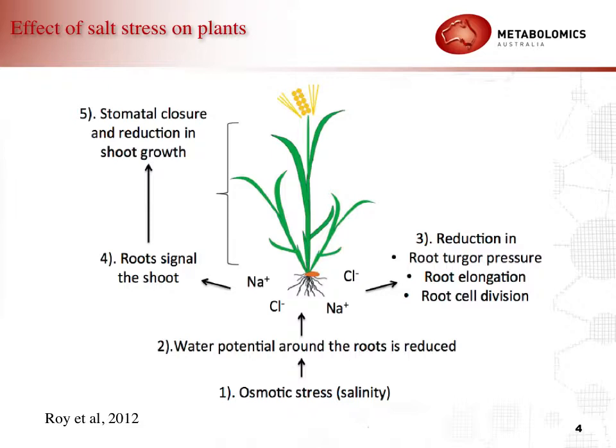How does salinity affect plants? Osmotic stress will reduce the water around the roots, and that will result in the reduction of root turgor pressure, which affects the root elongation and root cell division. This will trigger the signaling to shoot and reduce the shoot growth.